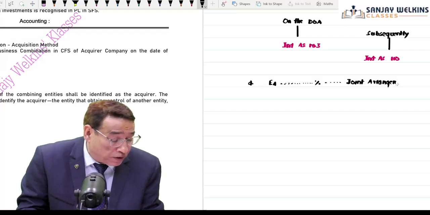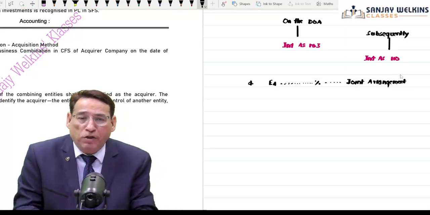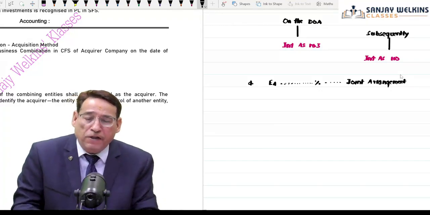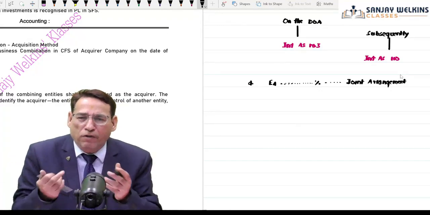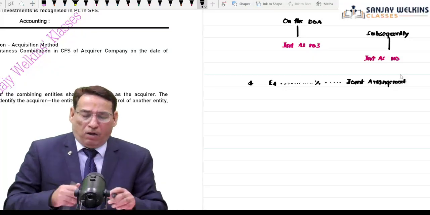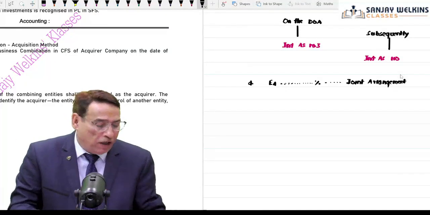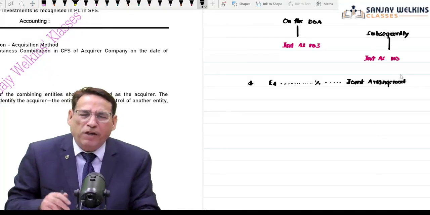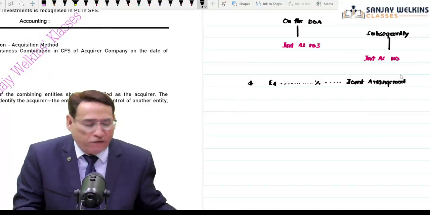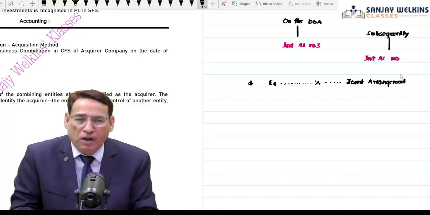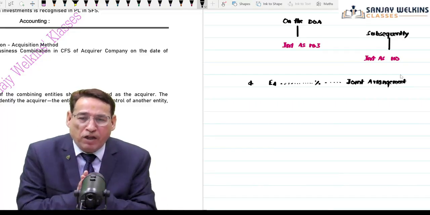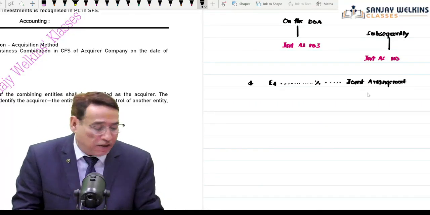What is a joint arrangement? Sometimes two or more enterprises form a group and tell each other that combinedly we are going to work and make an arrangement. An arrangement is a collaborative effort of different entities. Different entities sometimes combine together to work upon a business idea. That is known as joint arrangement.